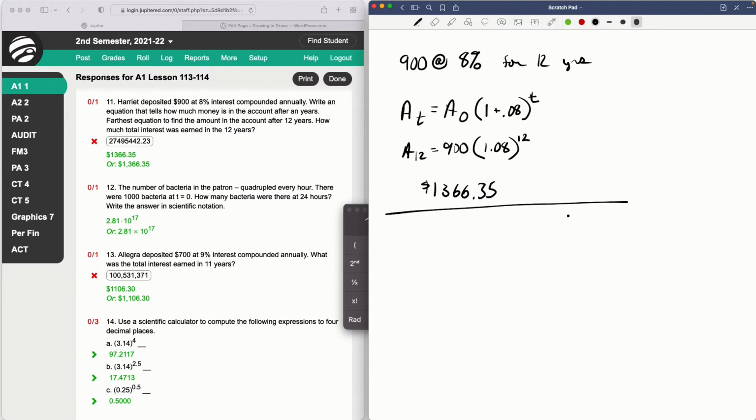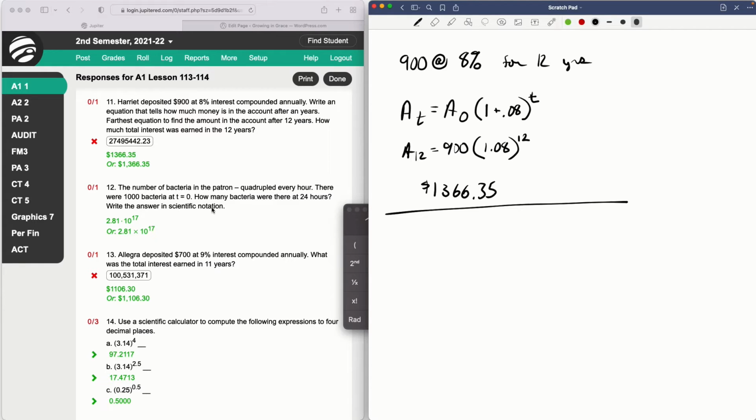All right, let's look at the next one. This says the number of bacteria in the Petri dish. I don't know why it autocorrected Petri dish to Patreon or whatever it is. But anyway, it quadrupled every hour. So that's times 4. So our rate is 4. And that's going to go what's in right here.